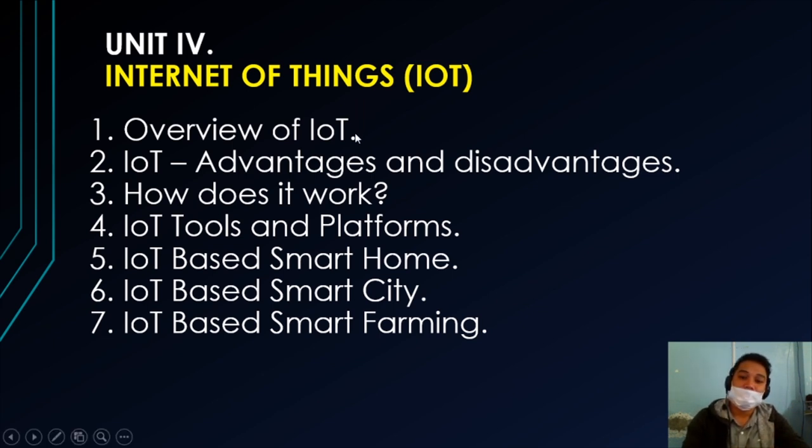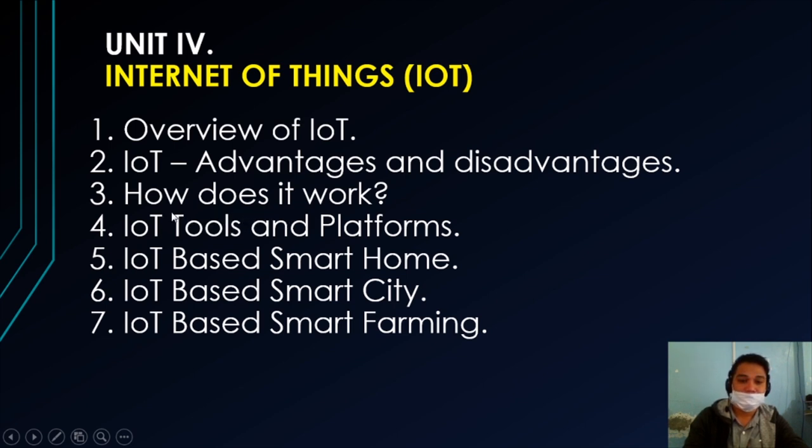So, what is Internet of Things? Of course, we will know what is IoT, how it came about, and of course the advantages and disadvantages of the Internet of Things. And of course, we have lots of challenges of Internet of Things. We will be discussing that also. And then, how does it work? Paano ba gumagana itong IoT? Okay, so pwedeng architecture and devices and network. So pwede yan, i-discuss din natin yan.